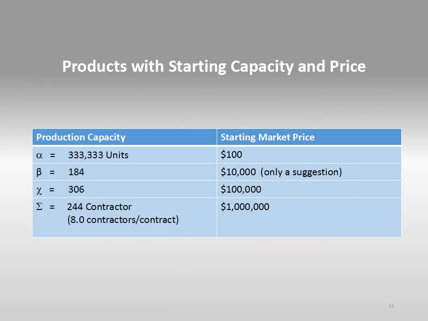This slide is just to remind you that all teams start off at the same levels. Production capacity of alpha, beta, and chi, you can see there. And in the case of Sigma, everybody starts off with 244 contractors. And you can observe the starting prices. The one thing we should point out is that beta is going to be launched for the first time. So there's no base price or reference. We suggest a starting price of $10,000, but it's all up to you, particularly because you know that in the first round, the demand exceeds the supply.